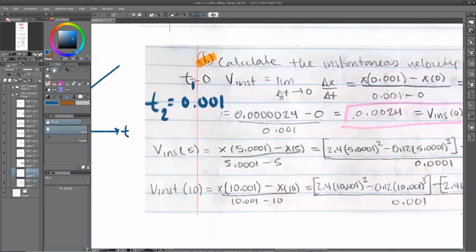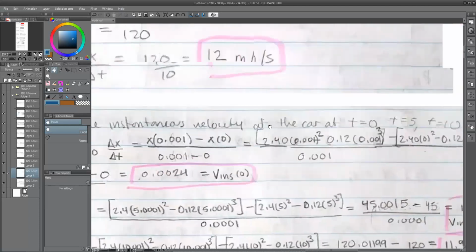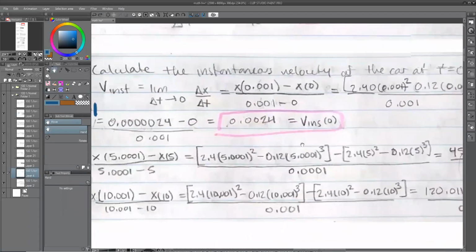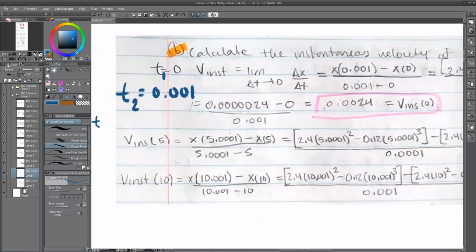So I was given the values of t equals 0, t equals 5, and t equals 10. We see that over here. So in order to find t equals 5 instantaneous velocity, it's literally the same thing. You plug in your x1 over here, and this is your x2. And your x of t1 is over here. That's t1, and this is your t2 that you made up.